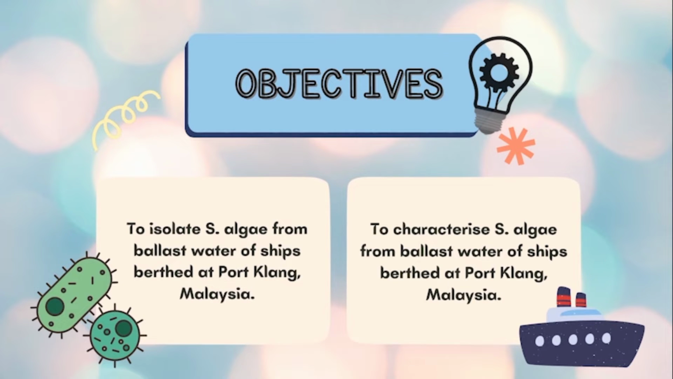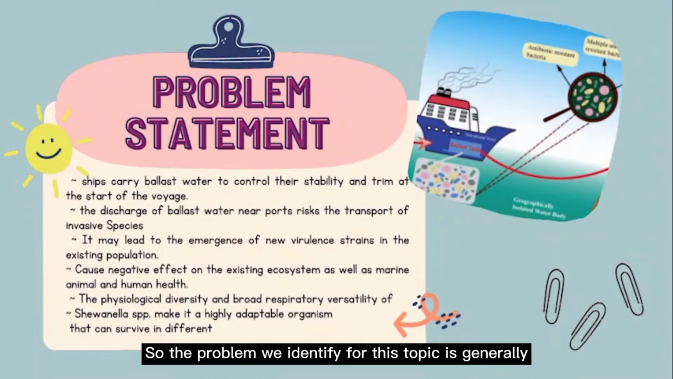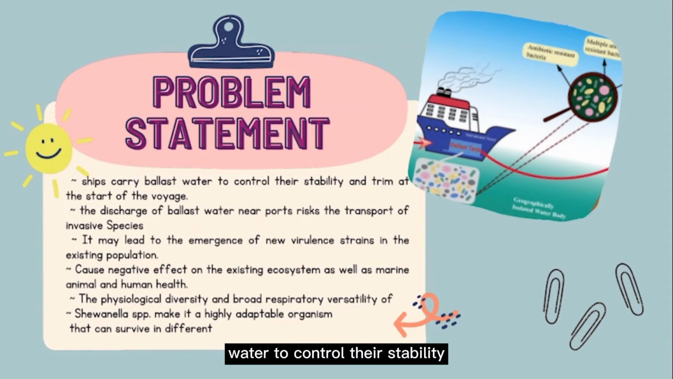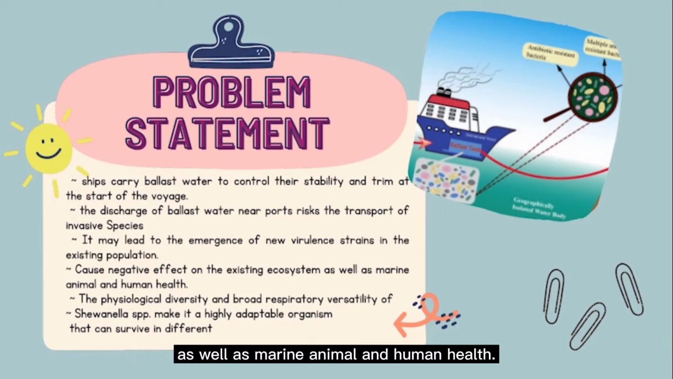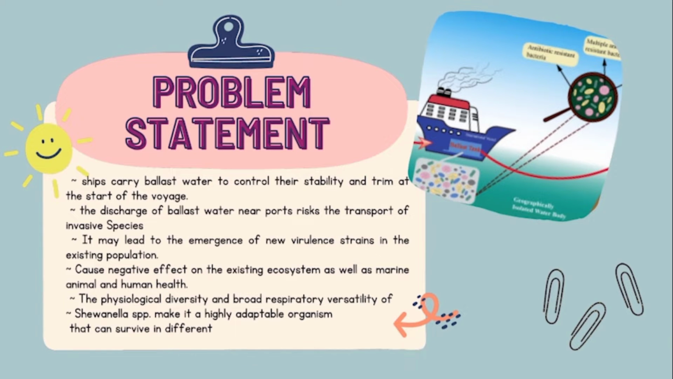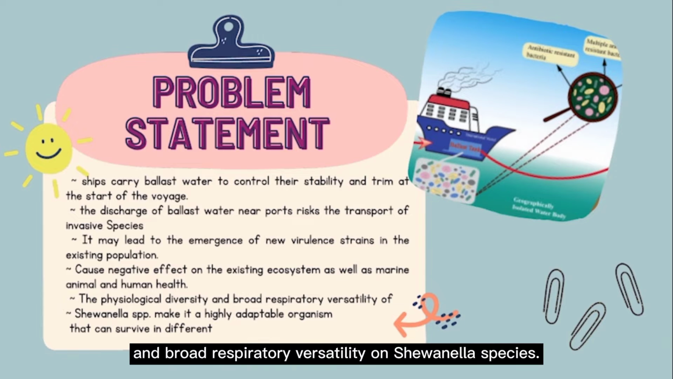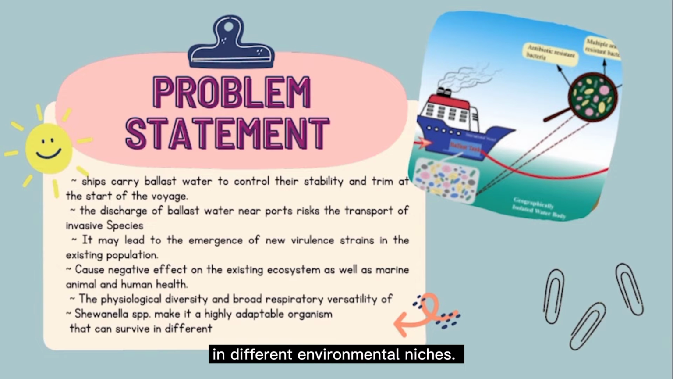So, the problem we identify for this topic is, generally, ships carry ballast water to control their stability and trim at the start of the voyage. However, the discharge of ballast water near ports risks the transport of invasive species, including pathogenic species, from one continent to another. It may lead to the emergence of new virulent strains in the existing population. The global distribution of pathogenic bacteria implicates a negative effect on the existing ecosystem as well as marine animal and human health. The physiological diversity and broad respiratory versatility of Shewanella species make it a highly adaptable organism that can survive in different environmental niches.